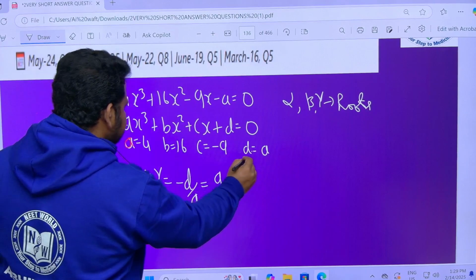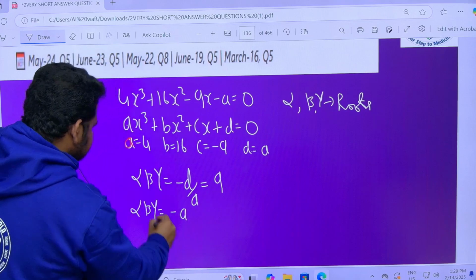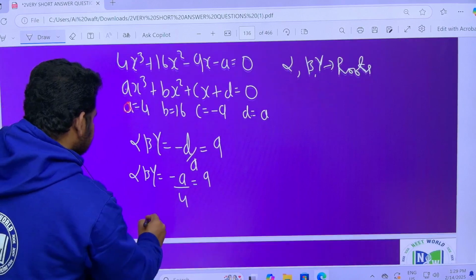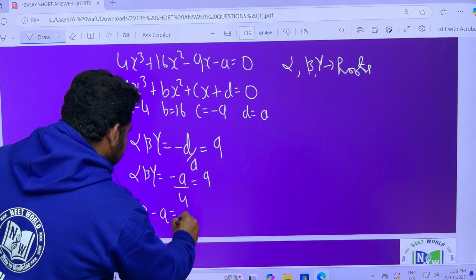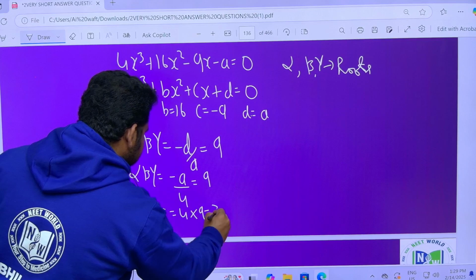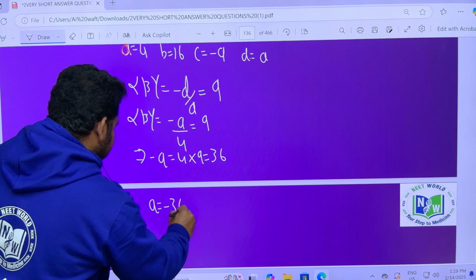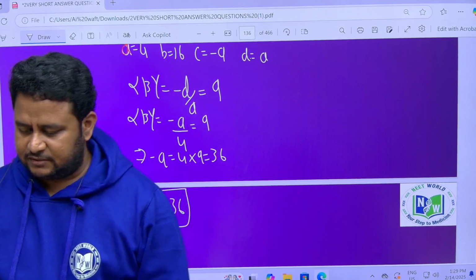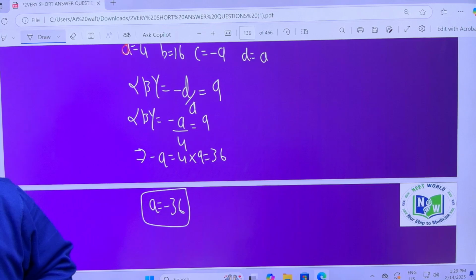What is d here? D here is minus a. And what is the value of this a? This a is 4. This is equal to what? 9. So what is the value of a? This implies minus a is equal to 4 9s are 36. So the value of a will be equal to minus 36. That's it, friend. This is a very simple question. Okay, you have to be careful with respect to the signs. So a is equal to minus 36.